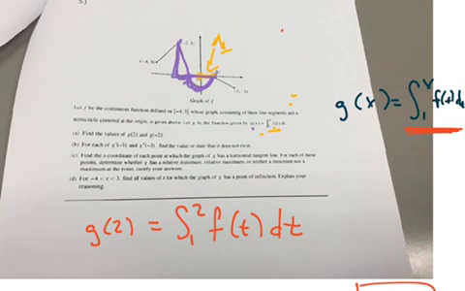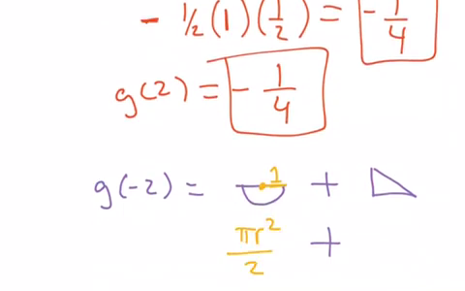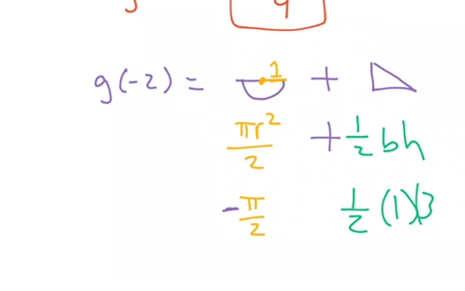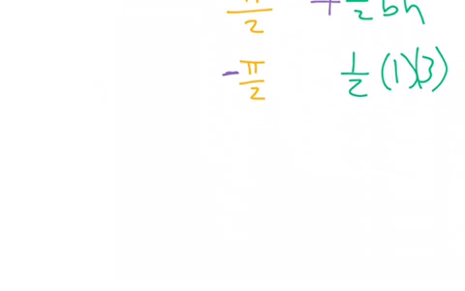which has a base of 1 and a height of 3. It tells you 3. From here to here is a jump of 1. So that's going to be 1/2 base times height, so 1/2 times 1 times 3. So this is going to give me -pi over 2 plus 3 over 2.